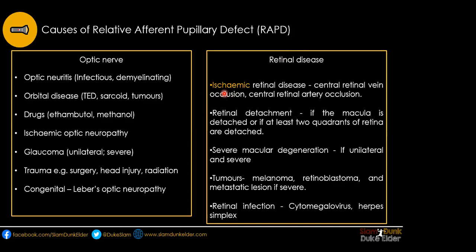With ischemic retinal disease, you've got the very high risk of growing new blood vessels, so neovascularization, and the bleeds from that can cause significant damage to eyesight. So that's why it has to be ischemic retinal disease. Retinal detachment as well can cause an RAPD, or severe macular degeneration, but again it would have to be unilateral and more severe on that side. Tumours, melanoma, retinoblastoma, and any sort of metastatic lesions if they're severe. And then the retinal infections like CMV or herpes simplex or toxoplasmosis.